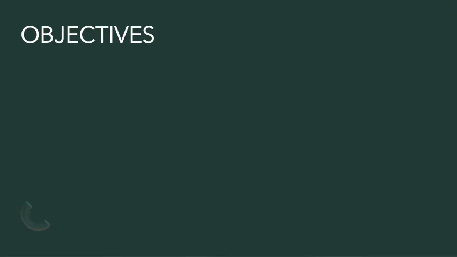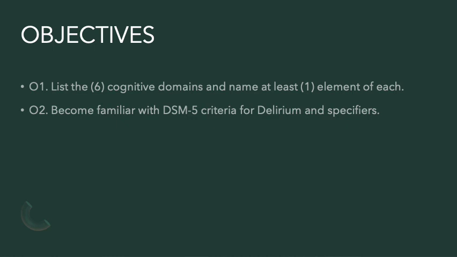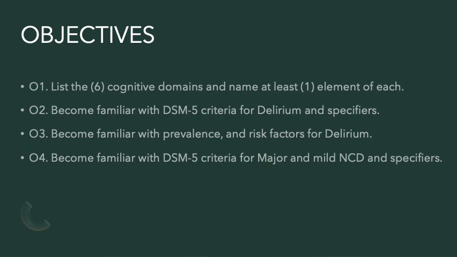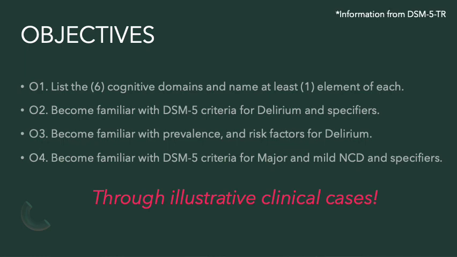For objectives today, number 1, list the 6 cognitive domains and name at least one element of each. Number 2, become familiar with DSM-5 criteria for delirium and specifiers. Number 3, become familiar with prevalence and risk factors for delirium. Number 4, become familiar with DSM-5 criteria for major and mild neurocognitive disorders and specifiers. And we're going to do this through illustrative clinical cases. All of the statistical information presented here is from the DSM-5 Treatment Revised Edition.